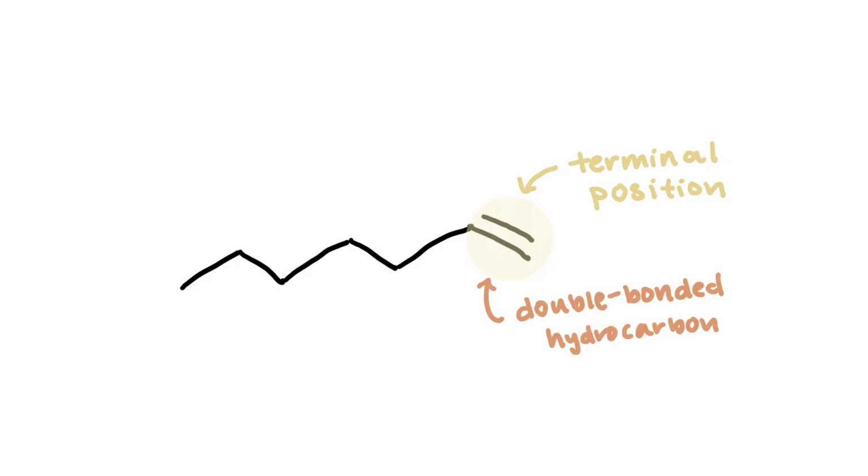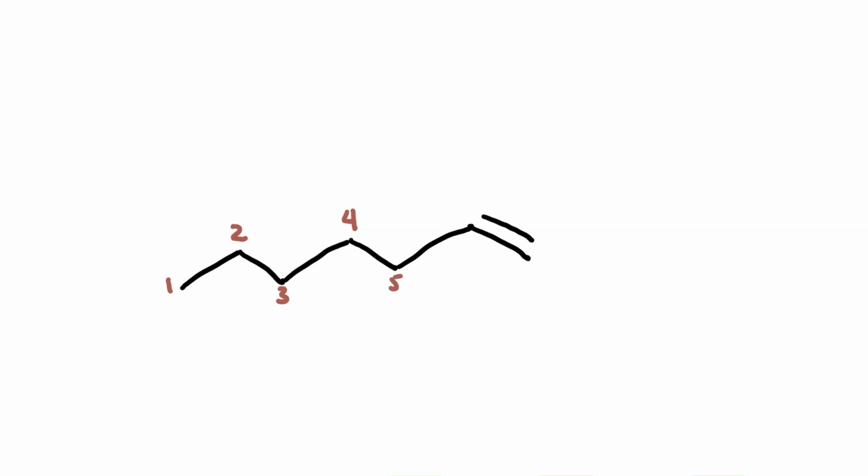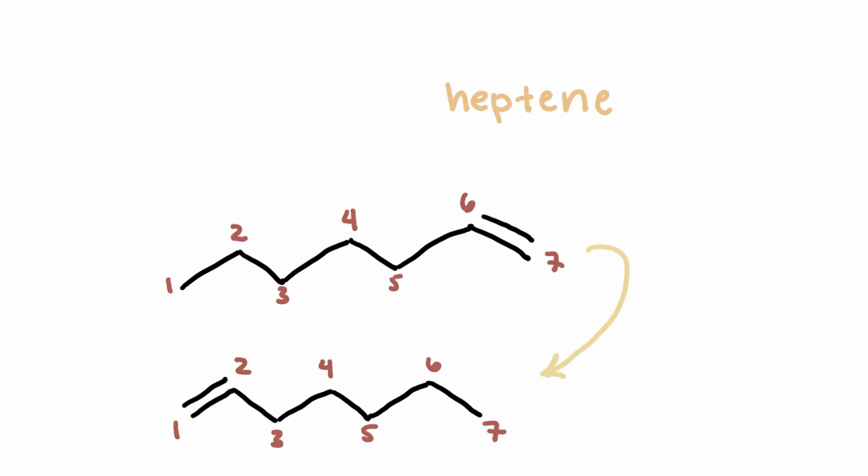Alright, let's dive into something like this. This one might look a little funky, but here's the thing. We've got a double bond, so it's definitely an alkene of some sort. Count the points and you'll see that there are 7 carbons. Since the double bond is terminal, it's unambiguous unless specified otherwise, so we can confidently call this heptene.